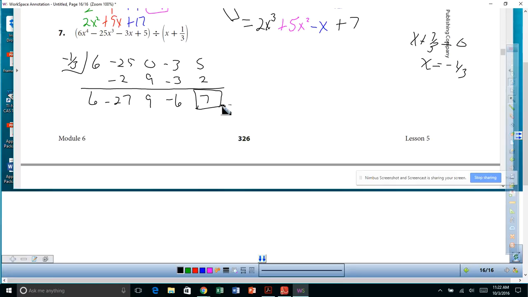So here's our remainder. We started out with x to the 4th, so we're going to have 6x cubed minus 27x squared plus 9x minus 6 with a remainder of 7. So how do we write this? You have 6x to the 4th minus 25x cubed minus 3x plus 5.